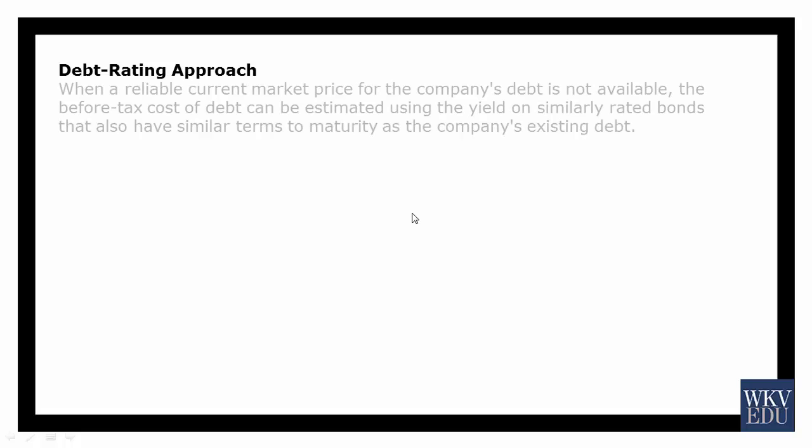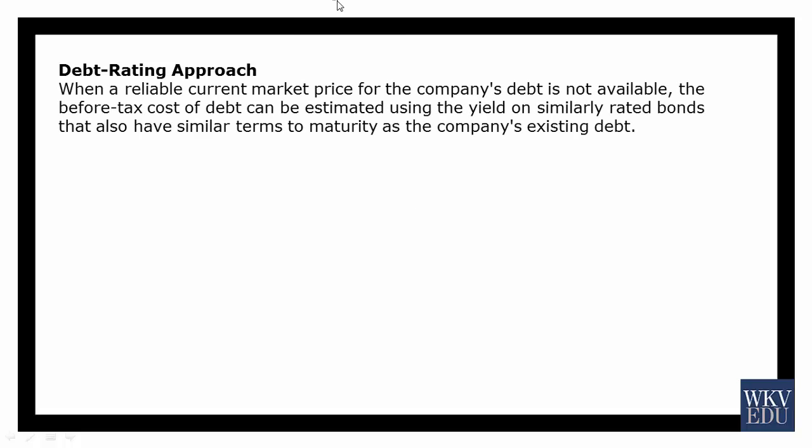We now move on to the debt rating approach. When a reliable current market price for the company's debt is not available, the before tax cost of debt can be estimated using the yield on similar bonds that also have similar terms to maturity as the company's existing debt. For example, HUL wants to issue a 10-year bond.